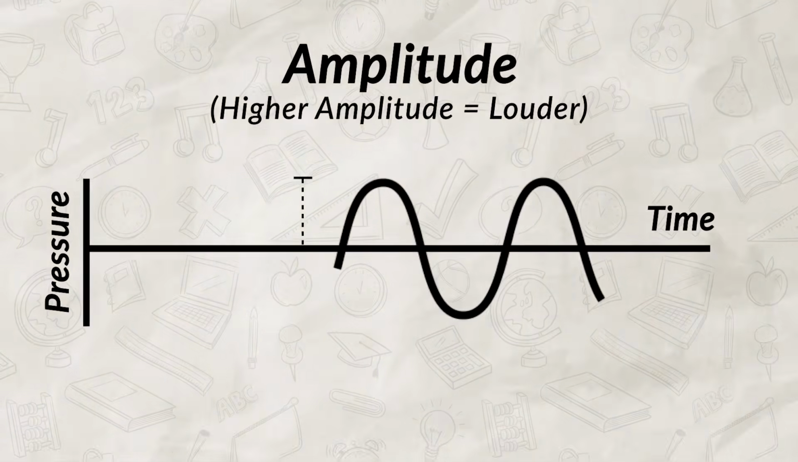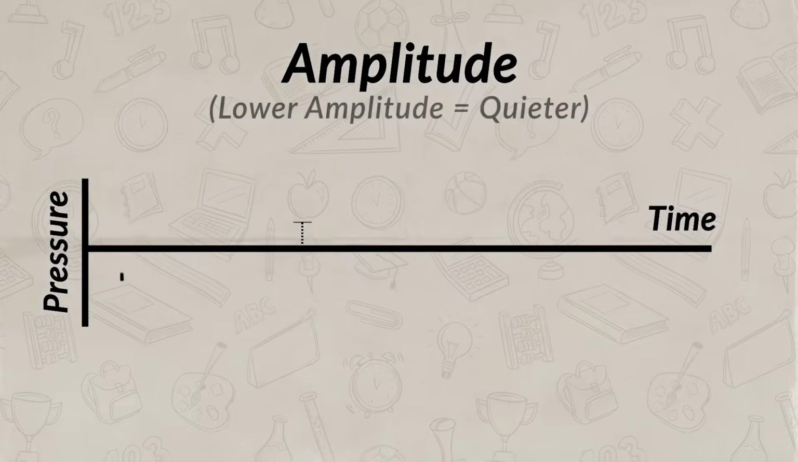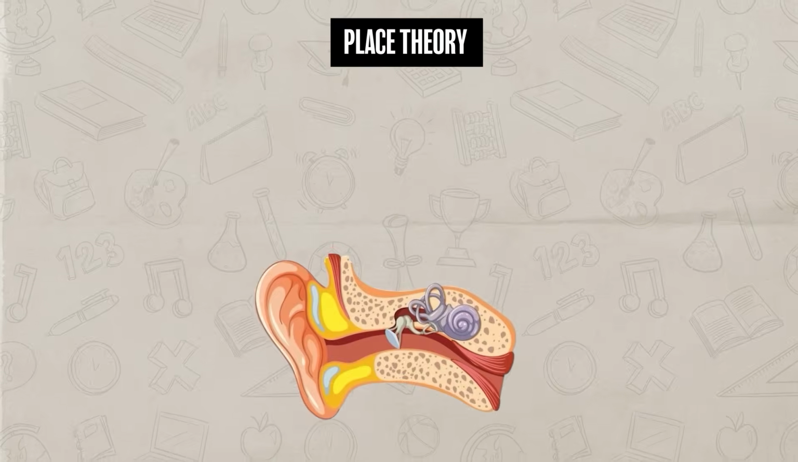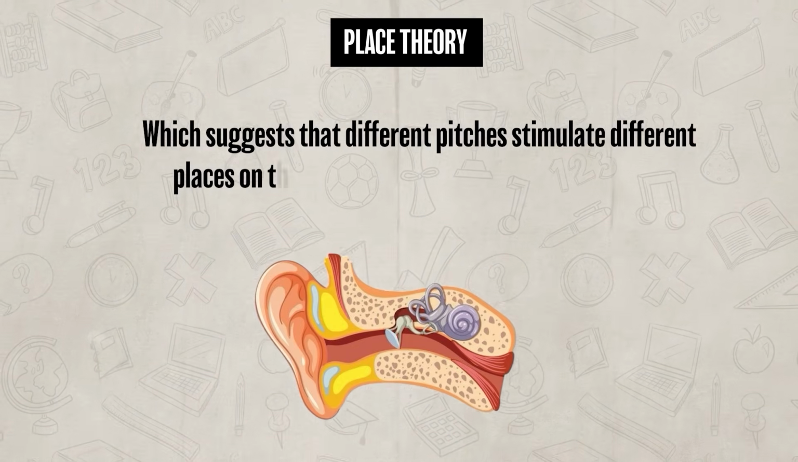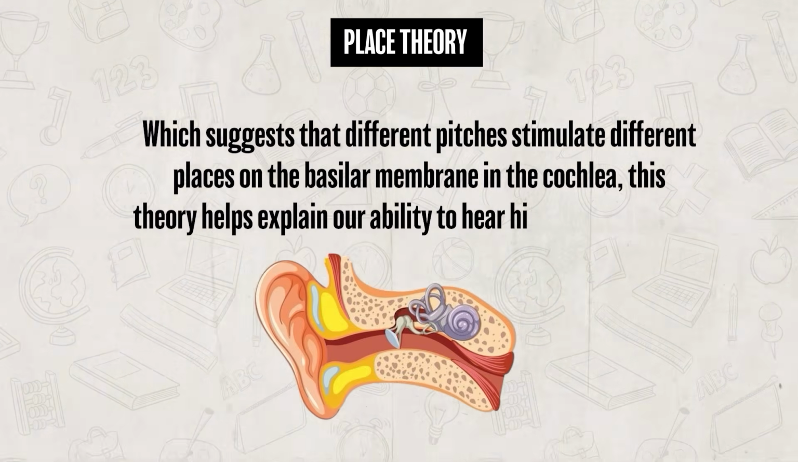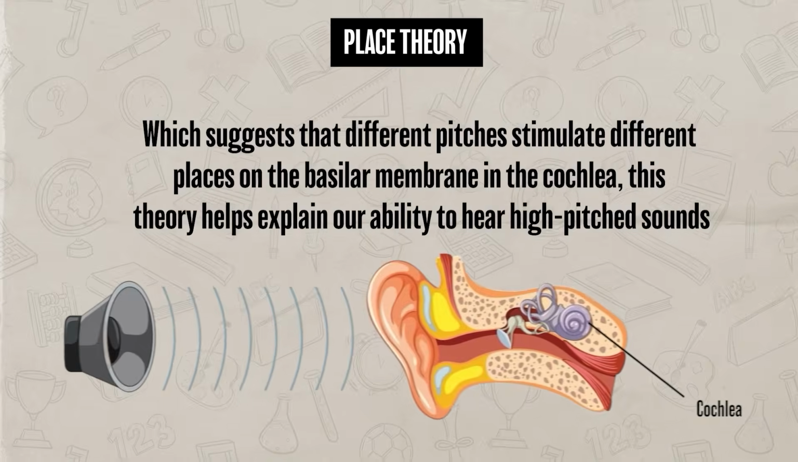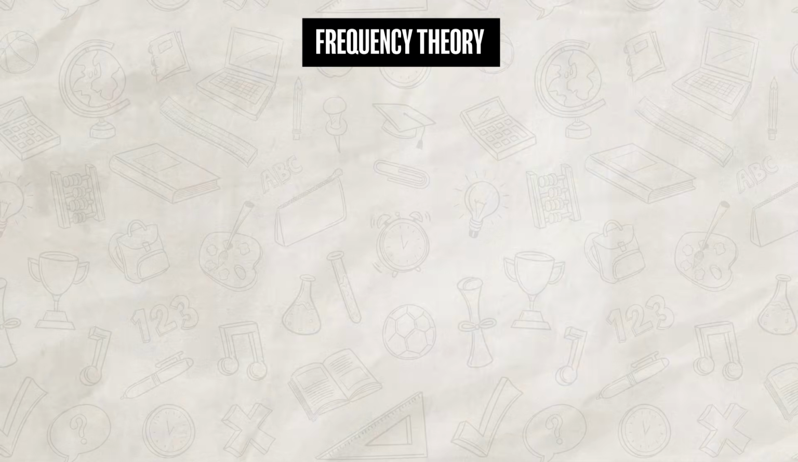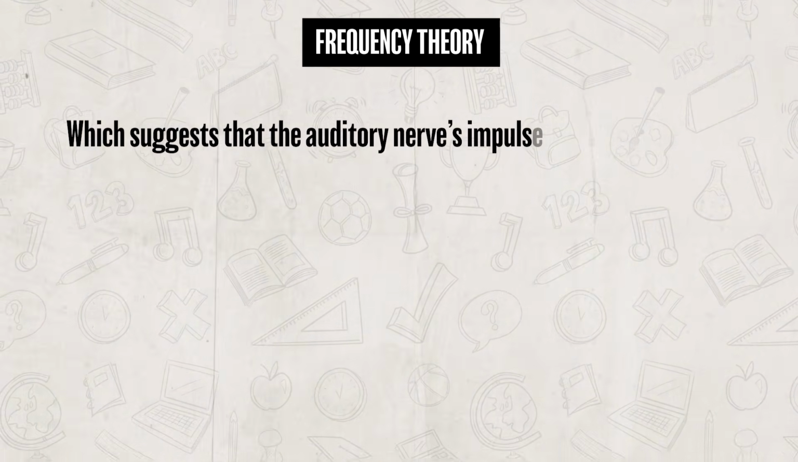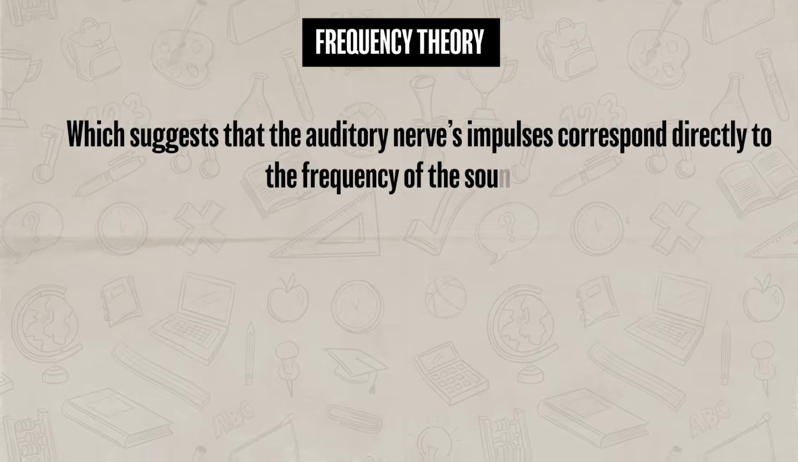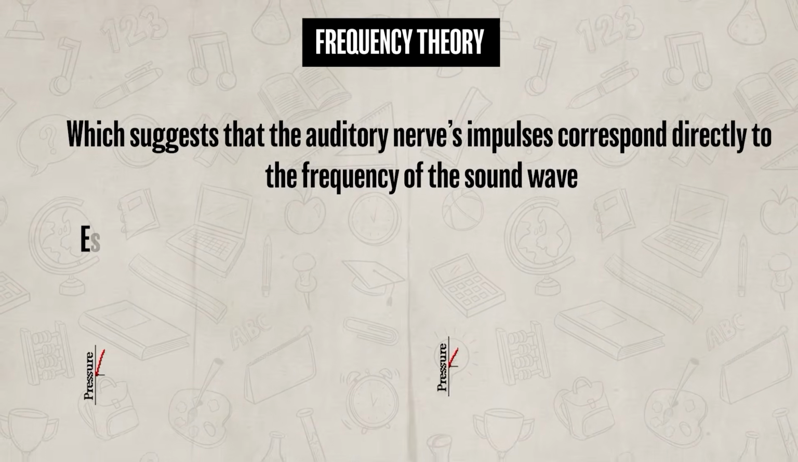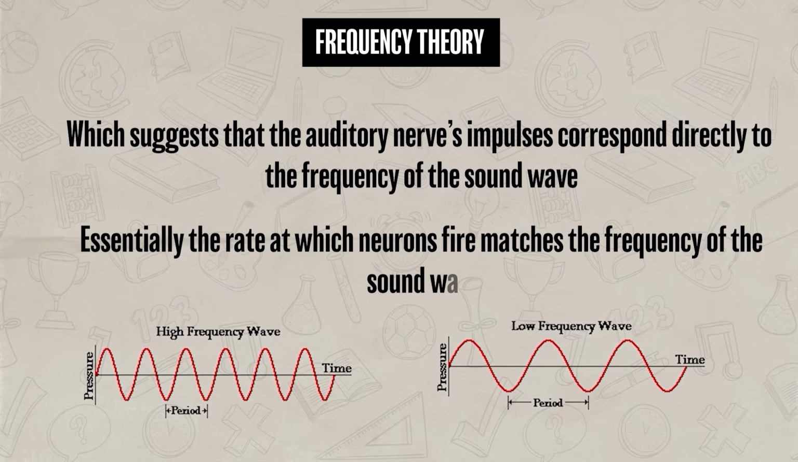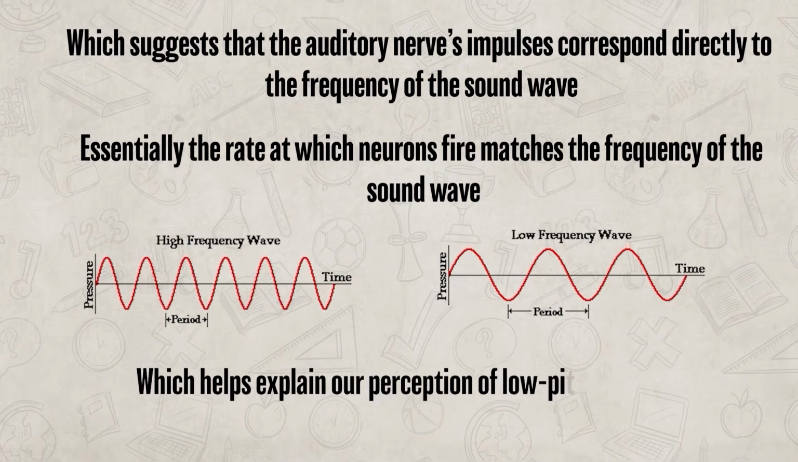Now, to better understand how we hear different tones, we can look at a couple different theories that help explain pitch perception. The first theory is place theory, which suggests that different pitches stimulate different places on the basilar membrane in the cochlea. This theory helps explain our ability to hear high-pitched sounds. The next theory is the frequency theory, which suggests that the auditory nerves' impulses correspond directly to the frequency of the sound wave. Essentially, the rate at which the neurons fire matches the frequency of the sound wave, which helps explain our perception of low-pitched sounds.